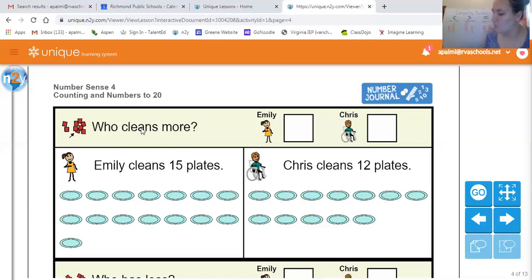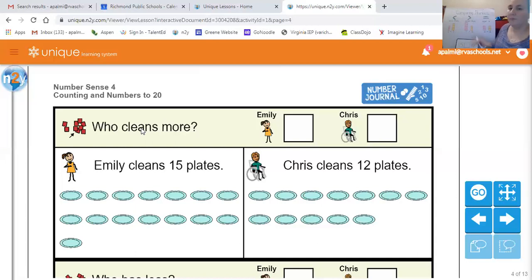Good. Chris has 12. So Emily has 15 and Chris has 12. And I need to figure out what sign goes in the middle. So I'm going to put a box to put my sign in the middle, okay?